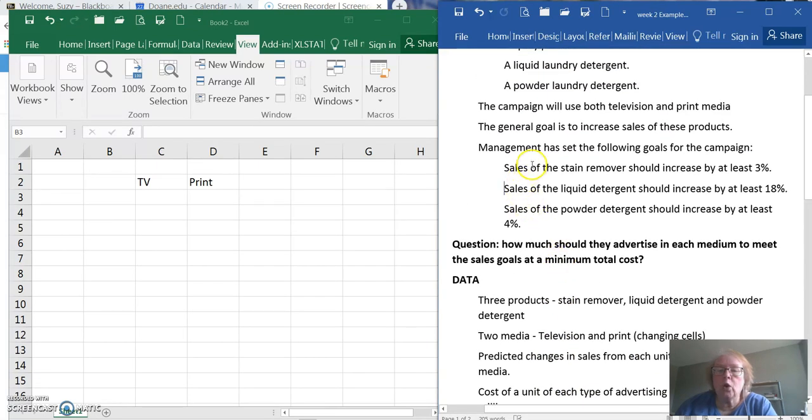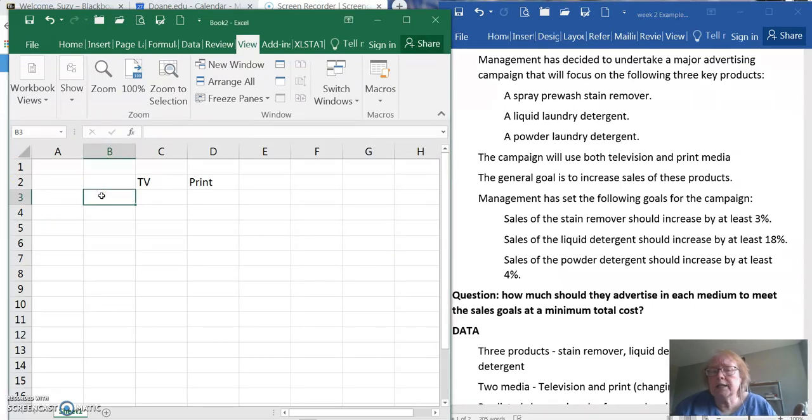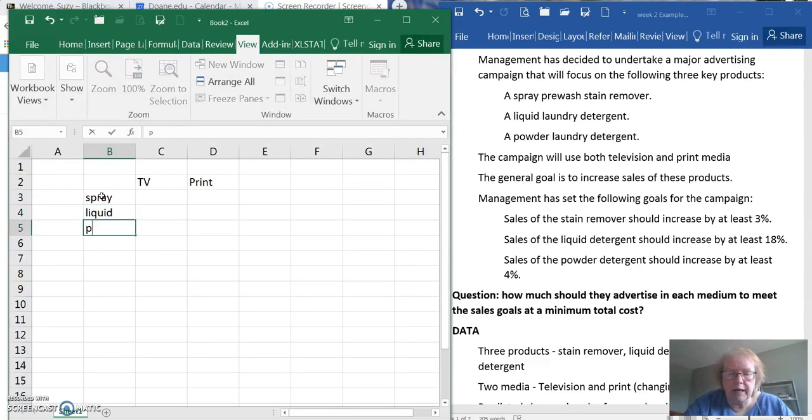So up here, I'm told my three products. My three products I'm going to put over here are like my constraints in this case, because I've got to achieve this. So I've got my spray stain remover, I've got my liquid detergent, and I've got my powder detergent, okay? And I know that I want to advertise in TV and print ads. I know I'm going to have how much these TV and print ads increase those sales. And I know what I have to reach, my benefit that I have to achieve.